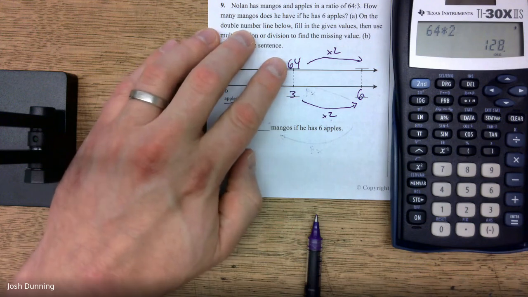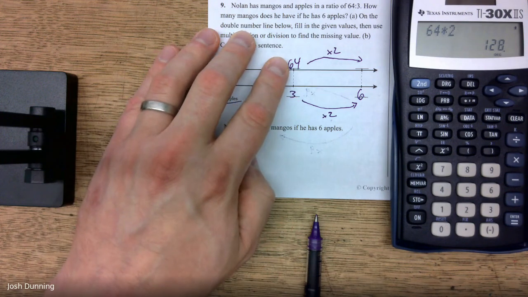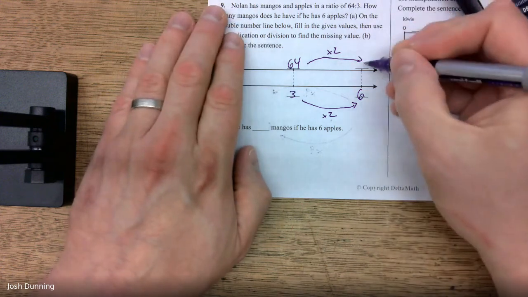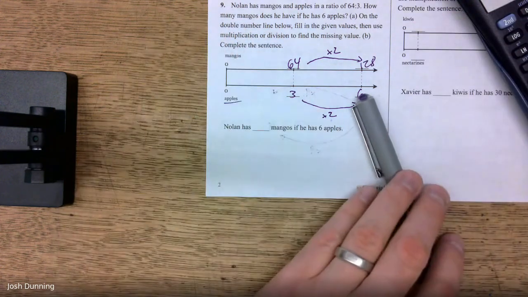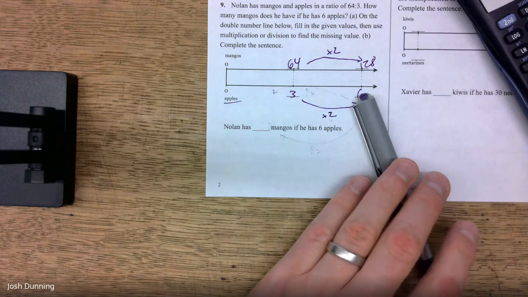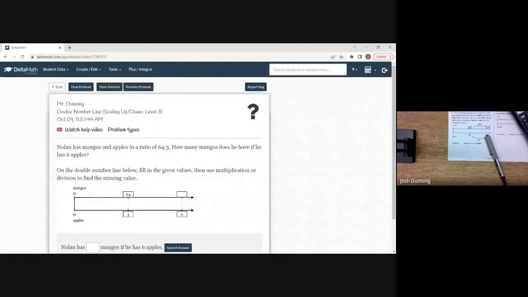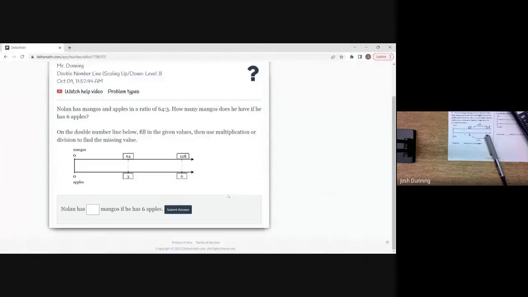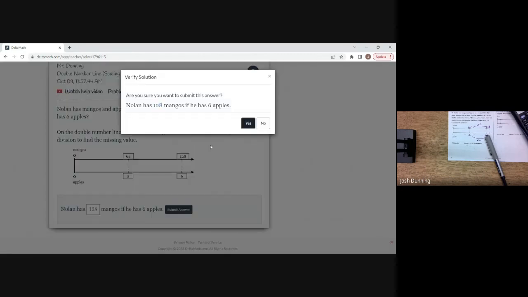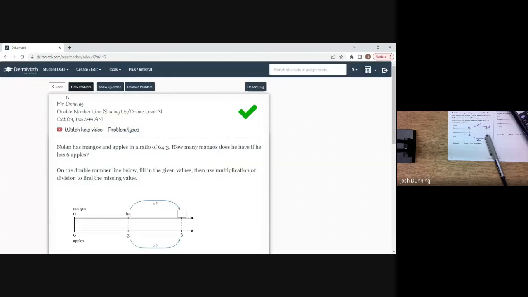128. Now I'm going to go back to deltamath and type that in, but it's 128. So fill it in on the number line and fill it in at the bottom where it says submit answer, then submit your answer. And there you go. So if what they were having you do here was confusing, hopefully that helps out.